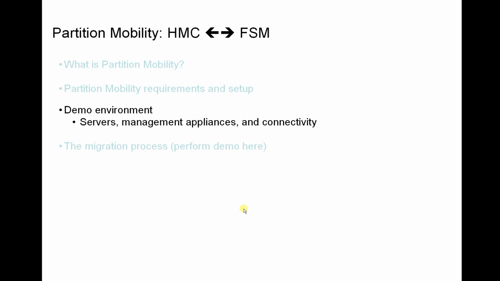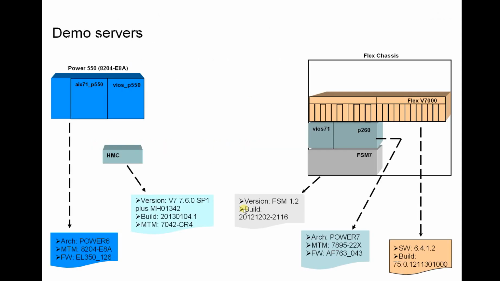So what is my environment? Well, this is what my environment looks like. As far as source system is concerned, I'm using a Power 550 model 8204 E8A, so that's a Power 6, and my firmware level is 350/126. Either absolutely current or very, very close to it. My target system is a P260 sitting in a Flex chassis. There are other components around this. I just extracted out the stuff that was important.